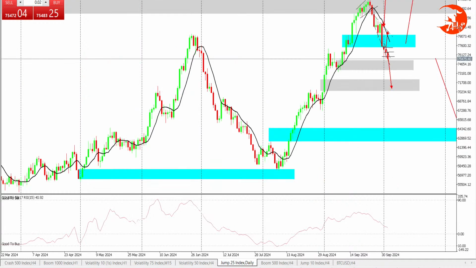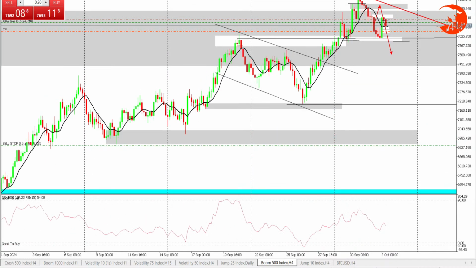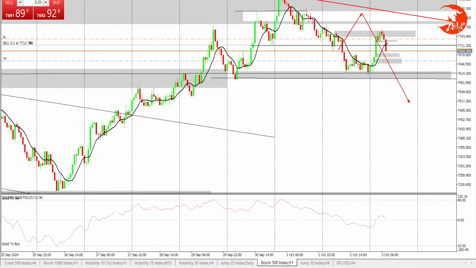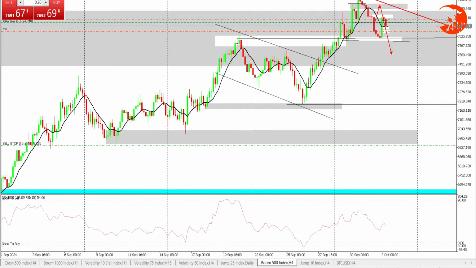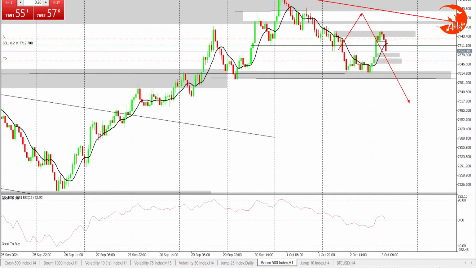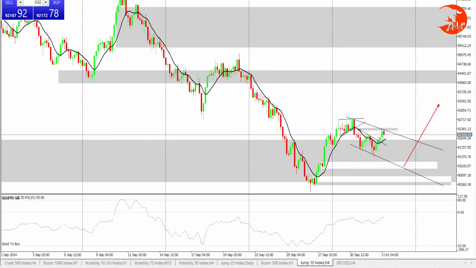All right, so that is Jump 25. It's now cleared. The sale on my Boom 500 is clearly moving on as planned. Really, you can see it. So now it has gone below my 10 MA on H1. I will wait for it to be below the 10 MA on H4, then I will confirm and probably bring my SL into profits. All right, that is Boom 500, and this will just sync.